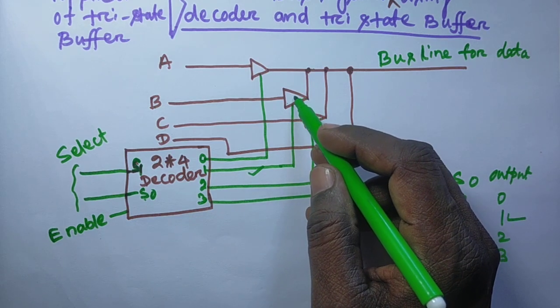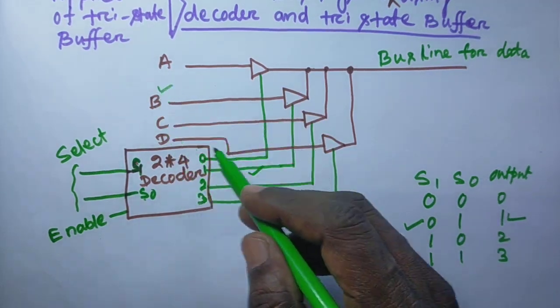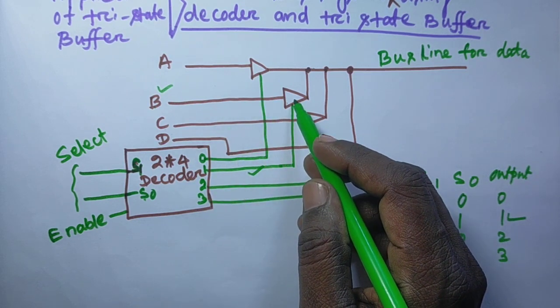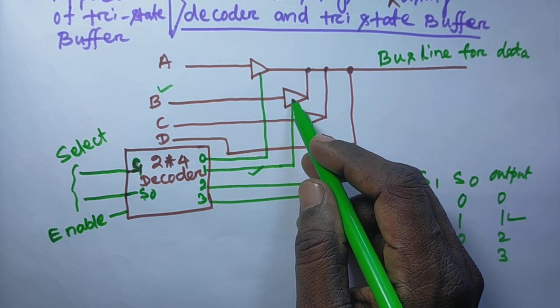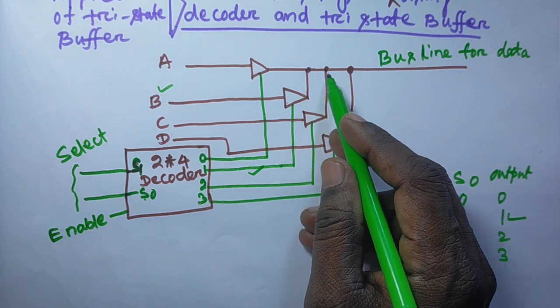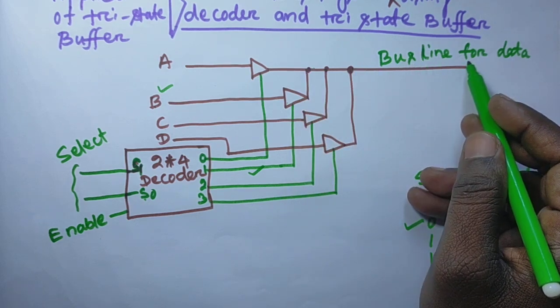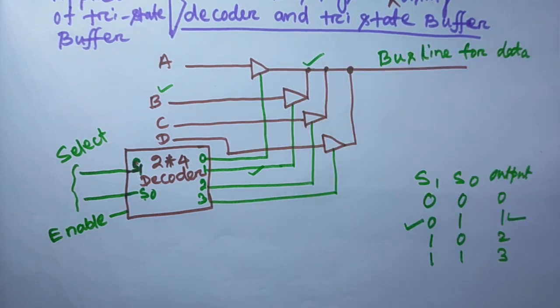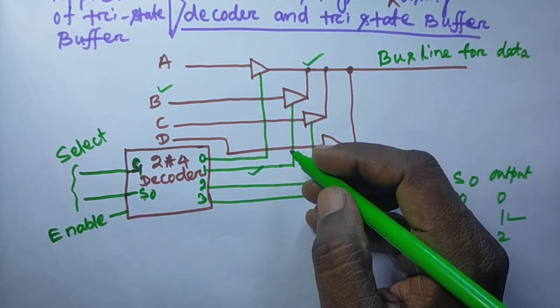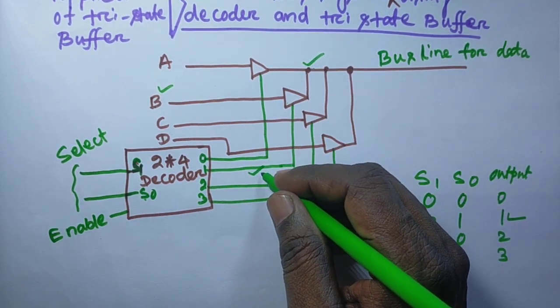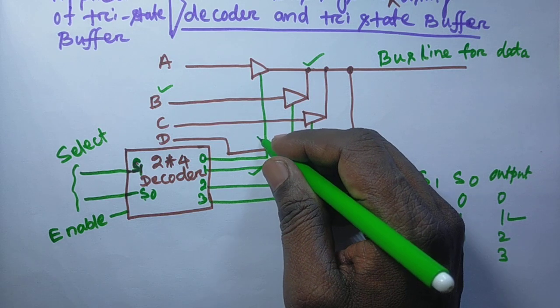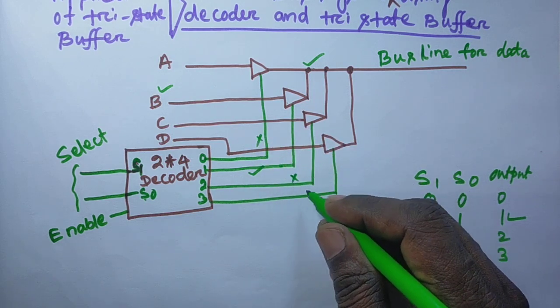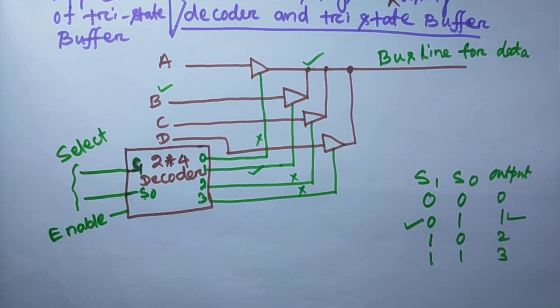Then what happens, it will receive this B data, and B data is considered as input data, and that data is considered as output data to the corresponding bus line. Okay, this will be passed through this bus line. If this data is activated, the other will be inactive. Okay, the other will be inactive.